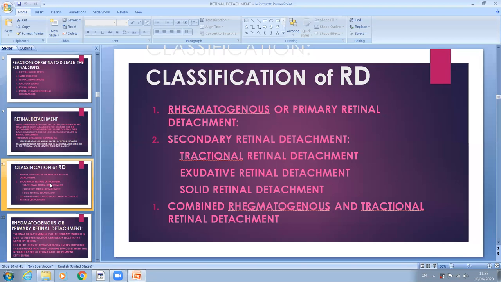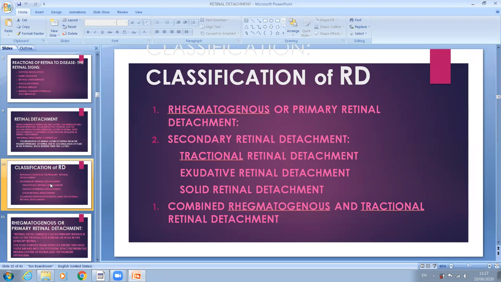Most of the time, it is the malignant melanoma of the choroid, which, when it is increasing in size, pushes the retina towards the vitreous, and so there is a retinal detachment. Whenever you look at a detachment, you have to see the holes. If you cannot see the holes, then you try to find out whether there is a tumor behind this detached retina or not. So the first one is the rhegmatogenous type, or primary. Second is the secondary. Among the secondary, there are tractional, exudative, and solid detachments.